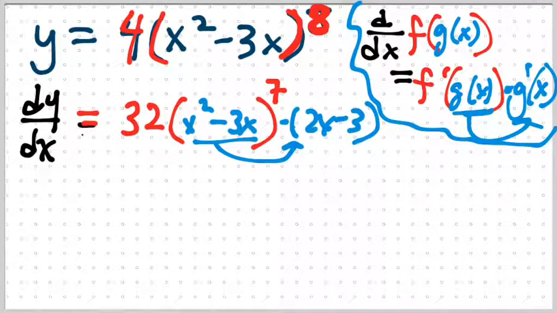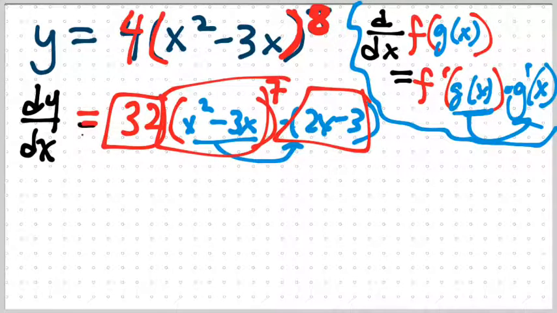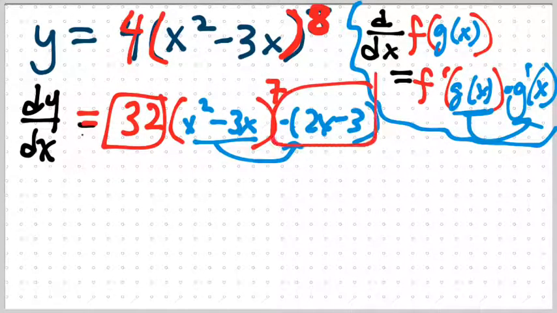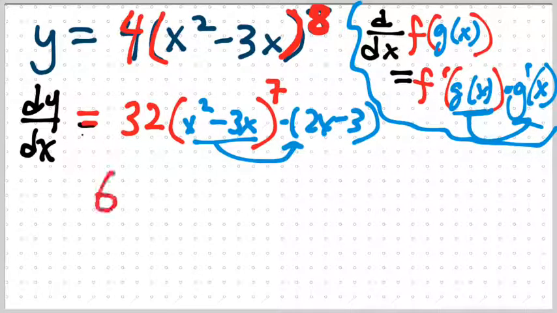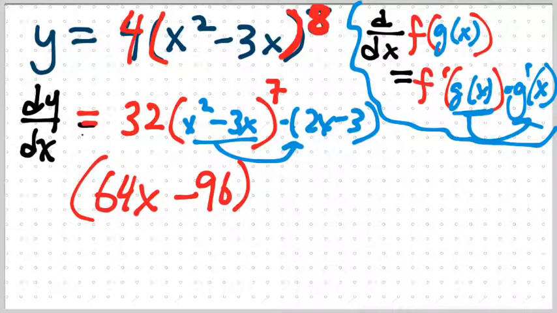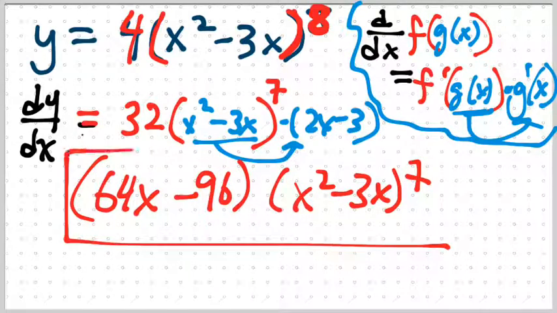Let's see if I can simplify this a little bit. I have 32 times this times this. Let's multiply these together to combine them. That will give me 64x minus whatever 32 times 3 is. I should know that, but it's 96. Times this guy, and there's our answer. Painless.